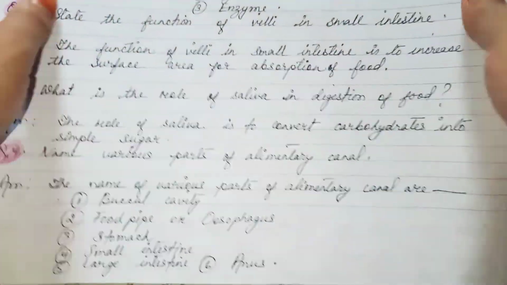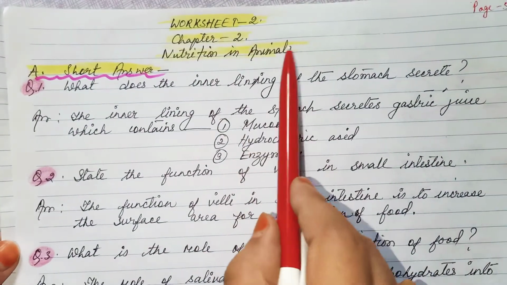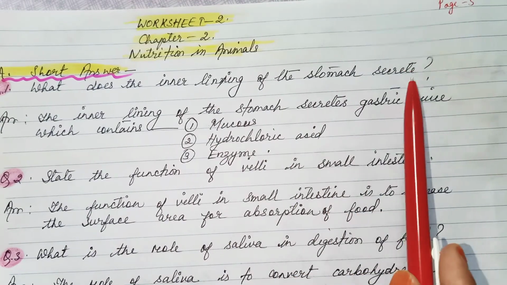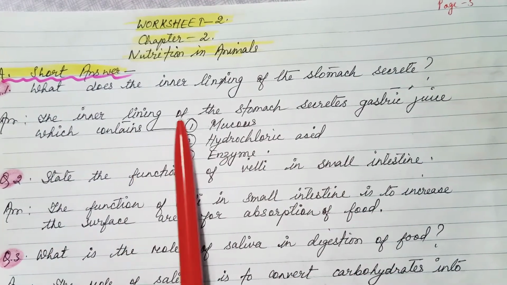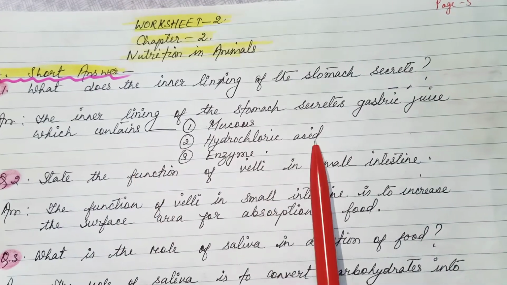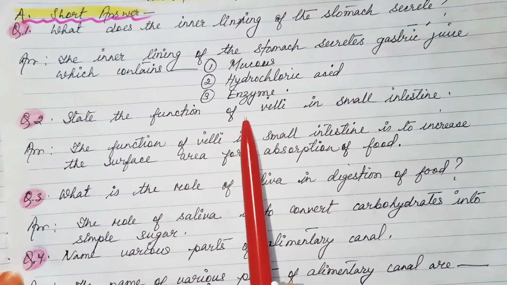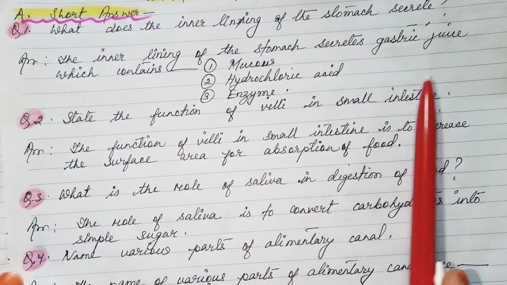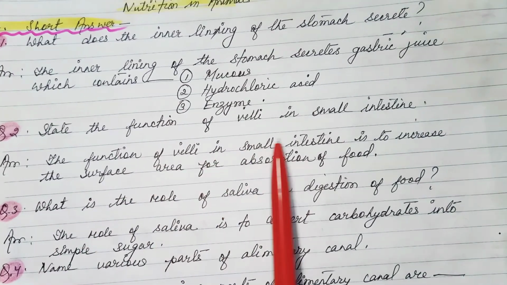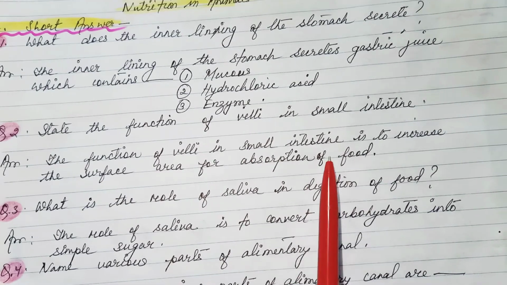Then worksheet number 2, nutrition in animals. The first question is, what does the inner lining of the stomach secrete? The answer is the inner lining of the stomach secretes gastric juice which contains mucus, hydrochloric acid and enzymes. Question number 2, state the function of villi in the small intestine. Here they are asking about the function of villi. The answer is the function of villi in the small intestine is to increase the surface area for absorption of food.